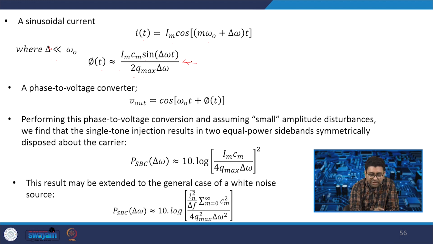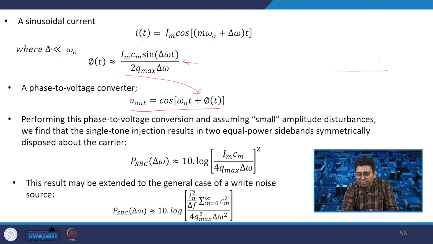So, now we came to the function phi(t), which is a phase, and that phase we need to convert into the voltage. So the output voltage V out(t) is given as A cos(omega naught t plus phi(t)). This is the output voltage, where phi(t) is given by this equation. Now, performing this phase to voltage conversion, and if we assume a small amplitude disturbance, we find that a single tone injection results in two equal power sidebands.